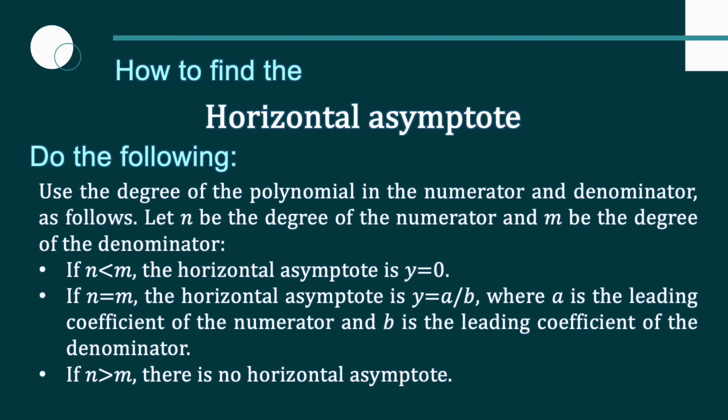For the horizontal asymptote, we consider the degree of the polynomial in the numerator and the denominator. So let n be the degree of the numerator and m be the degree of the denominator. If n is less than m, the horizontal asymptote is y equals 0. If n is equal to m, the horizontal asymptote is y equals a over b, where a is the leading coefficient of the numerator and b is the leading coefficient of the denominator. If n is greater than m, there is no horizontal asymptote.